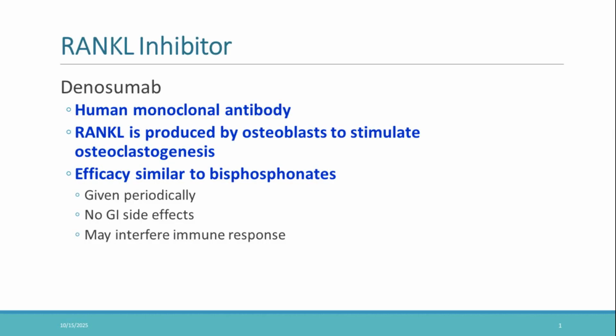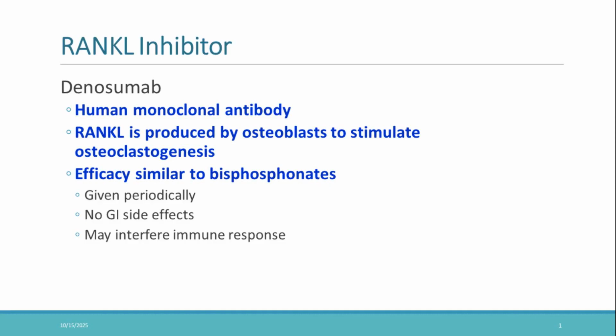The next group is RANKL inhibitors. A monoclonal antibody, denosumab, is used for this purpose as a RANKL inhibitor. RANKL is produced by osteoblasts to stimulate osteoclastogenesis. Remember, when there was induction and recruitment of osteoclasts, they would stimulate the recruitment of osteoblasts. And then osteoblasts would also recruit more osteoclasts. It's a positive feedback loop. And this is how the bone remodeling unit is stimulated.